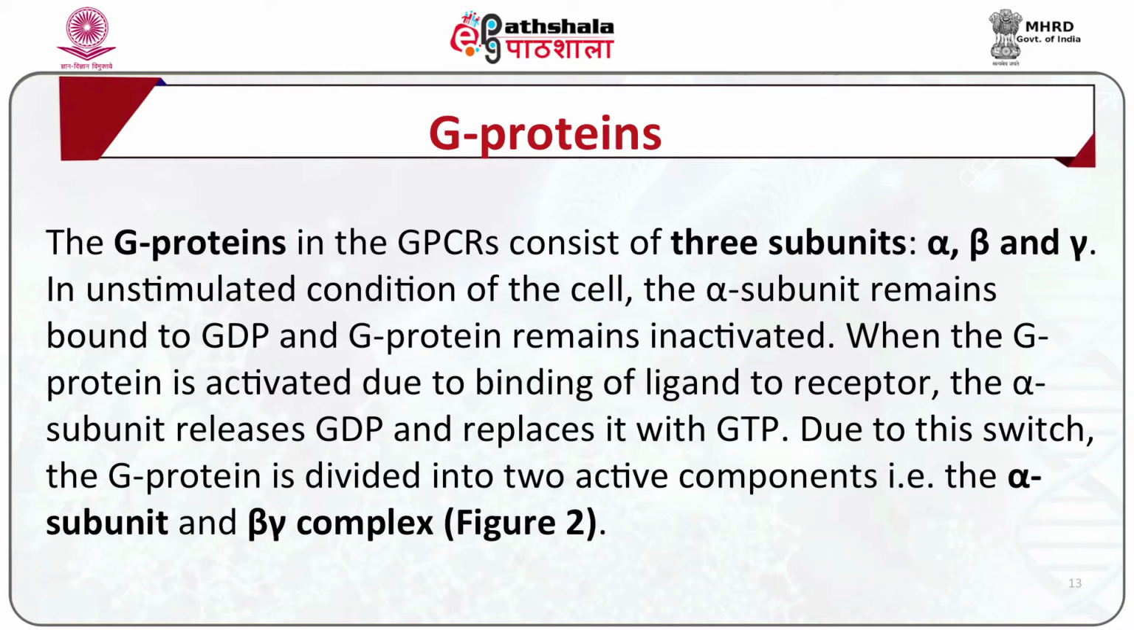The G proteins in the GPCRs consist of 3 subunits: alpha, beta and gamma. In the unstimulated condition of the cell, the alpha subunit remains bound to GDP and the G protein remains inactivated. When the G protein is activated due to binding of ligand to the receptor, the alpha subunit releases GDP and replaces it with GTP. Due to this switch, the G protein is then divided into two active components, the alpha subunit and the beta gamma complex.